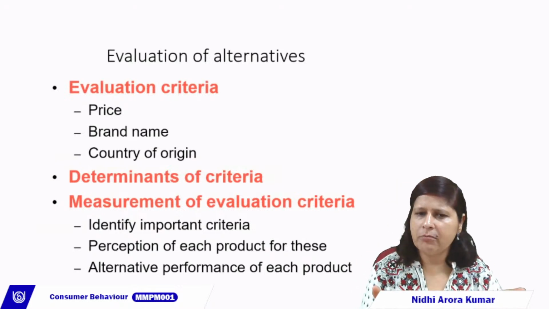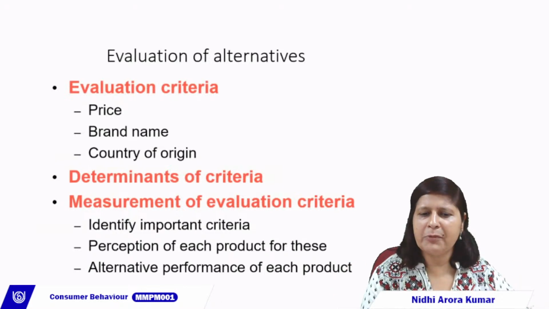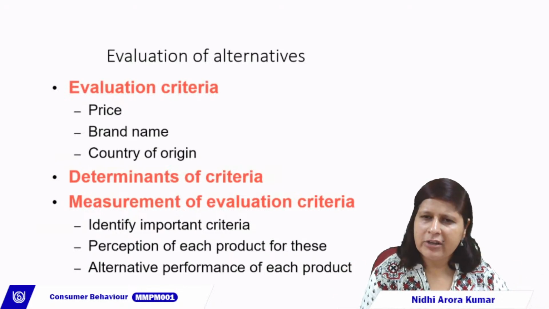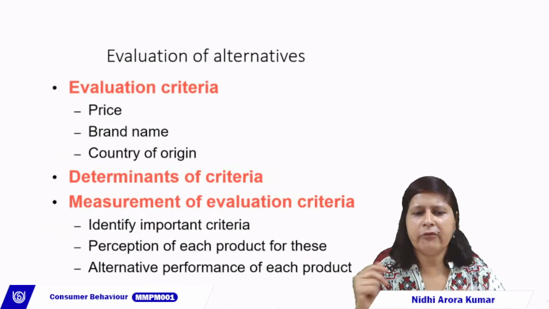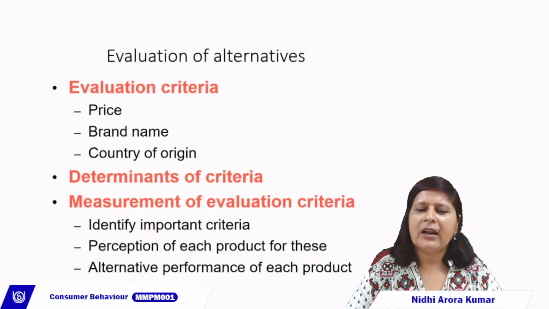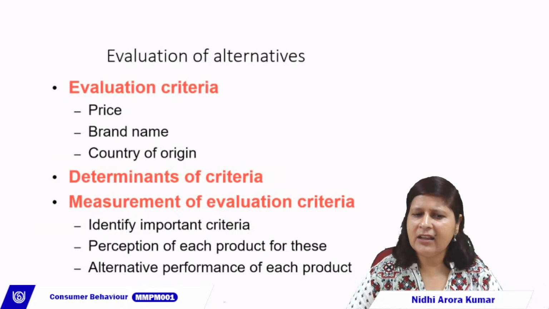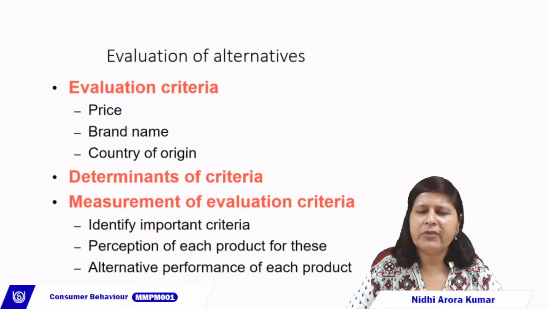So country of origin matters. And if a consumer is price as well as brand name as well as country of origin sensitive, then again this could be an evaluation criterion for any of the consumers, right? Then there are the determinants of the criteria. There are various determinants of the criteria on the basis of which we evaluate. Measurement of evaluation criteria, right?